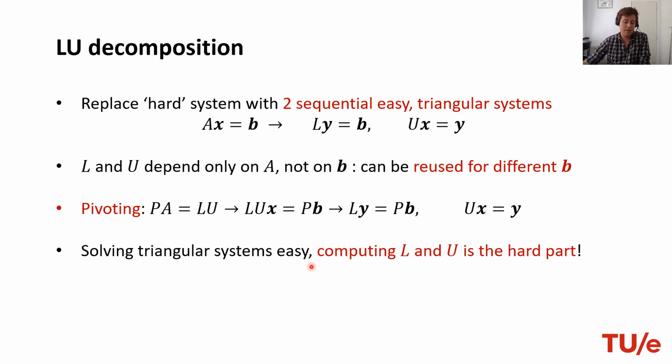And solving these triangular systems is really easy, so forward or backward substitution. But the hard part is actually computing the matrices L and U, for which we still have to do a Gaussian elimination step.